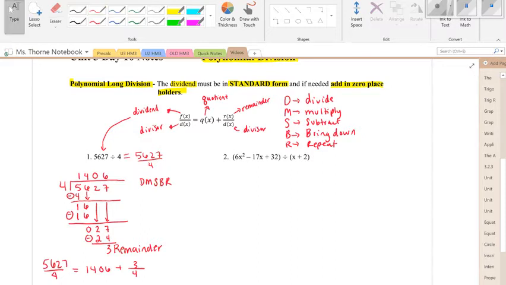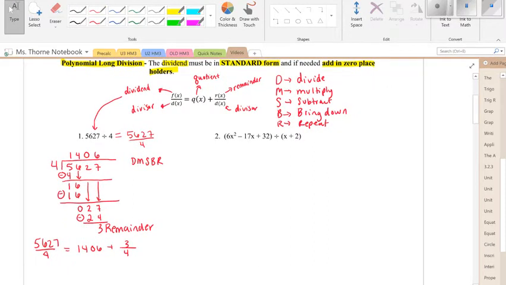We use these steps when we're dividing a polynomial by a polynomial. Here we have the dividend, which is 6x squared minus 17x plus 32, divided by x plus 2. We could also write this as 6x squared minus 17x plus 32 divided by x plus 2. Whenever you're dividing a polynomial by another polynomial that's more than one term, you have to use long division. We're going to set it up just like our numerical problem. x plus 2 is the divisor, so that goes on the outside.